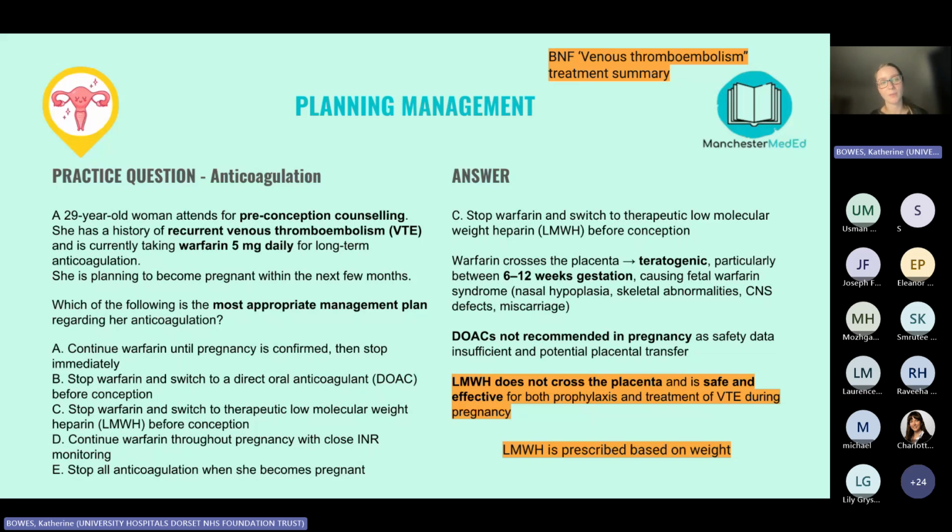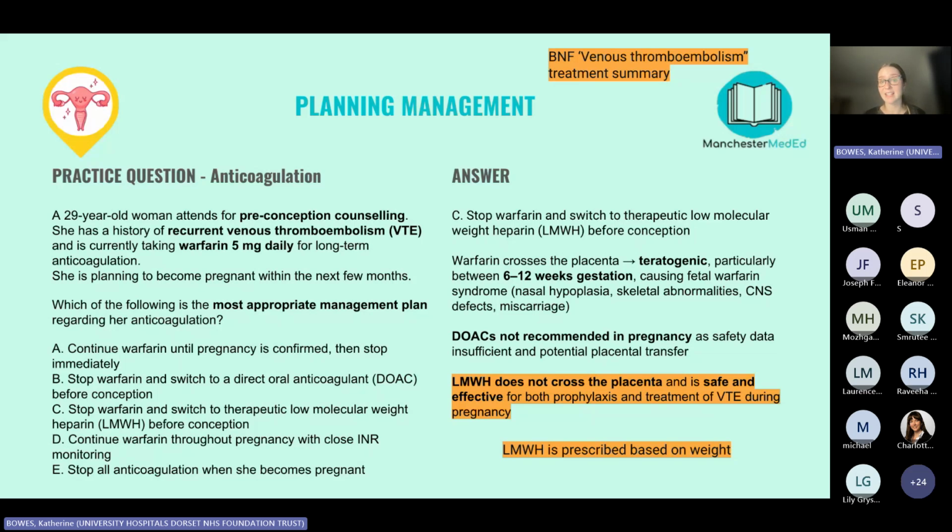So warfarin's not appropriate in pregnancy. We sort of mentioned that already. It's teratogenic, particularly in the early gestation. And there's something called fetal warfarin syndrome, which will have this specific set of abnormalities. So you'd want to stop warfarin, and then the low molecular weight heparin is safe and effective in pregnancy, both for prophylaxis and for treatment of VTE. And a little practical tip is that low molecular weight heparin is prescribed based on weight.